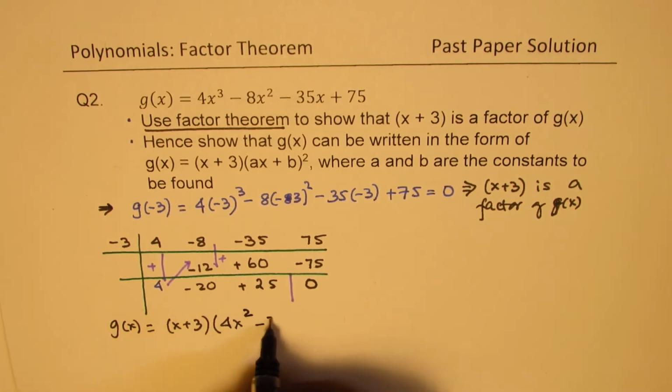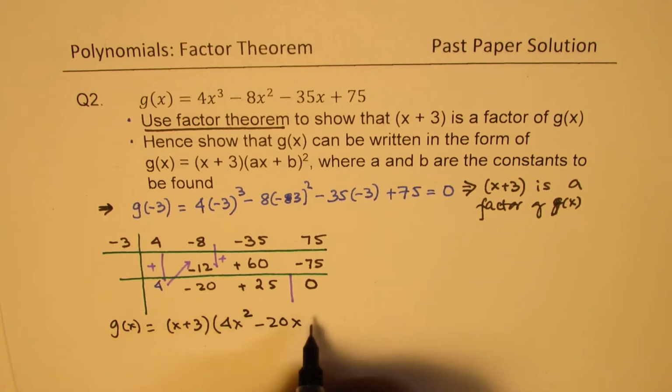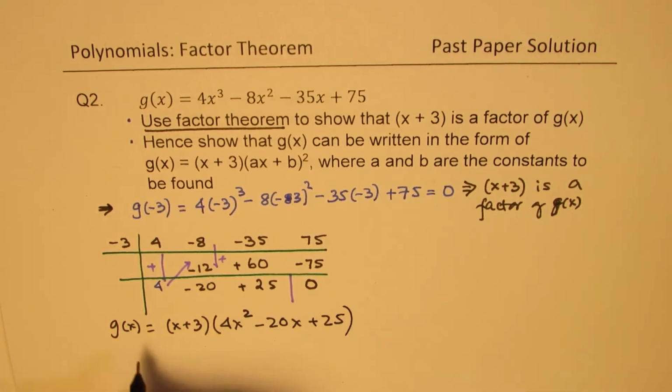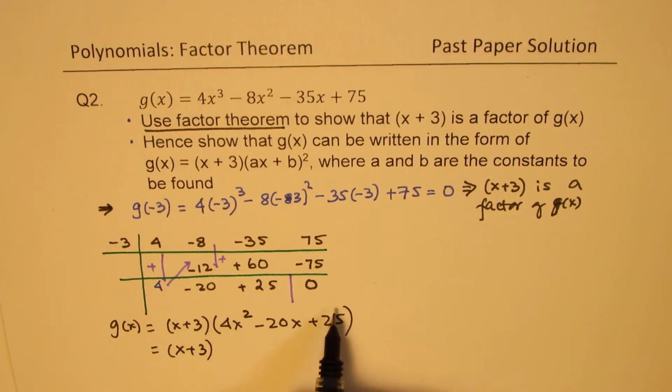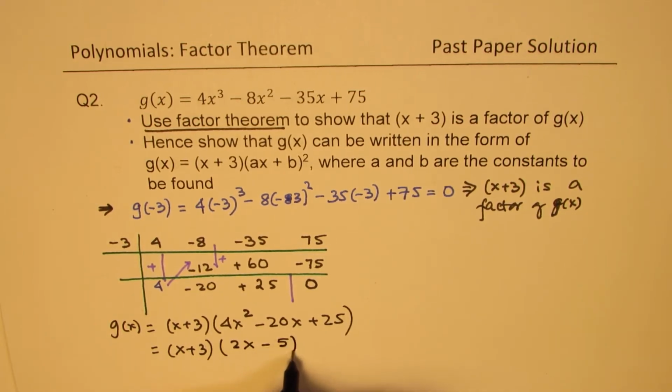4x squared minus 20x plus 25, these are the coefficients, correct? Now that is a perfect square. This is 2x whole squared, that is 5 squared. So that could be written as 2x minus 5 whole squared.